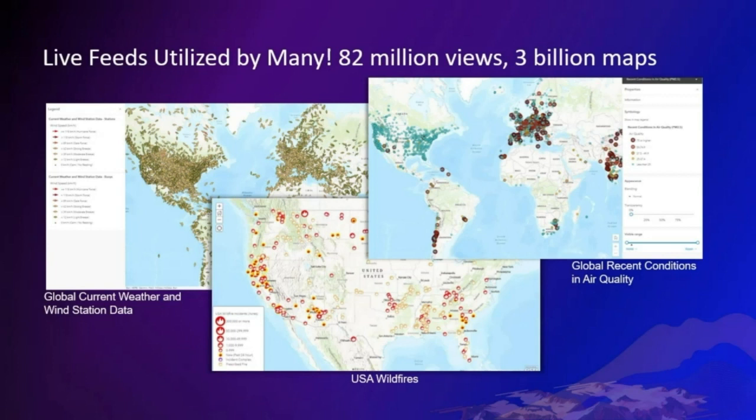Our most used Livefeed service this year is the US current wildfires that you're seeing at the bottom. This service leverages the authoritative source of the Integrated Reporting of Wildland Fire Information location database, along with the polygon perimeters from the National Interagency Fire Center. It updates itself every 15 minutes. This layer has been viewed over 82 million times in the past year and provided more than 3 billion maps for those users.